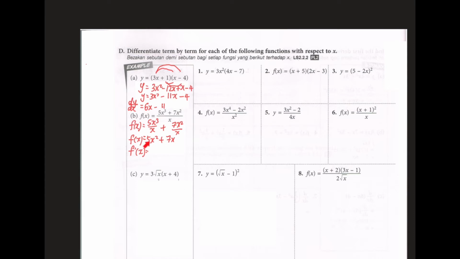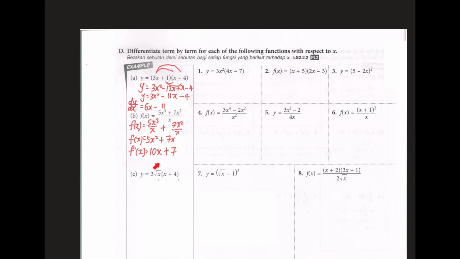Now we start doing differentiation, we write f prime x. So 5x squared, when you differentiate, we bring in front the power, 2 times 5, 10x. The power 2, you minus 1, becomes power 1. 7x, special case, you differentiate, you get 7. Okay, so that is the idea. If you can multiply, you multiply first before you differentiate. If you can divide, you divide first before you differentiate.